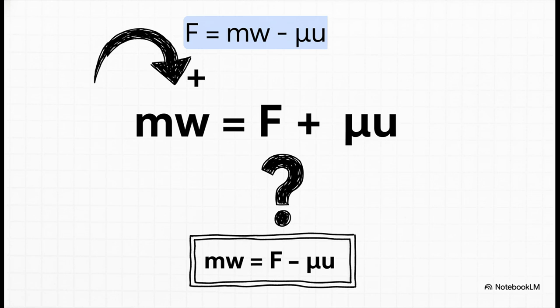And if we just rearrange that a little bit to solve for the forces acting on the rocket, mw, we get mw equals F plus mu. We did it! We derived the equation. Wait a minute, hang on. The problem in the source text asked us to prove mw equals F minus mu. It has a minus sign. Did we make a mistake somewhere?